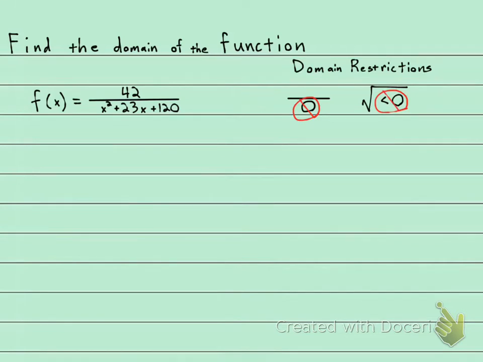So, do we see any radicals for this function right here? No. So for this problem, we don't have to worry about this. Do you see an x in the denominator where you could end up getting a 0? Sure do. So what you have to say is that the denominator cannot be 0. So we're going to write that down. We're going to say x squared plus 23x plus 120 cannot be 0. Okay, and now we need to find those values of x that would give us a 0.